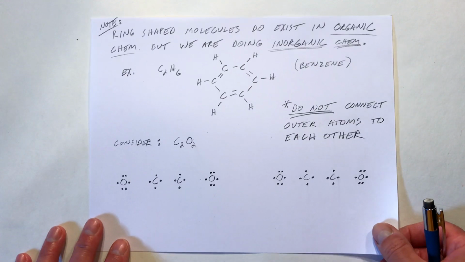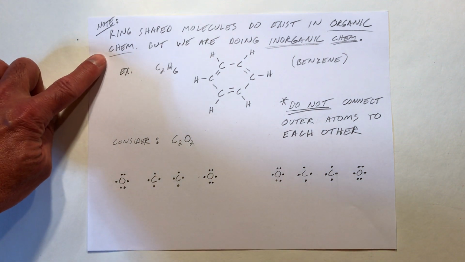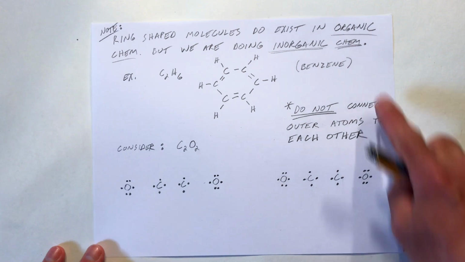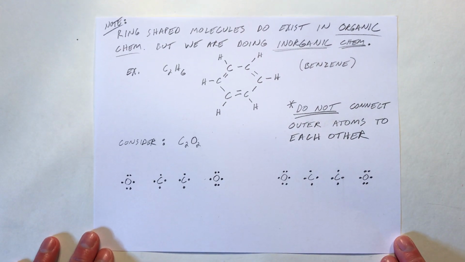Just a couple notes here. Ring-shaped molecules do exist, and mostly that's important with organic chemistry. But we're doing inorganic chemistry. Remember that organic chemistry is the chemistry of carbons, and we're doing chemistry that's not really carbon-focused.